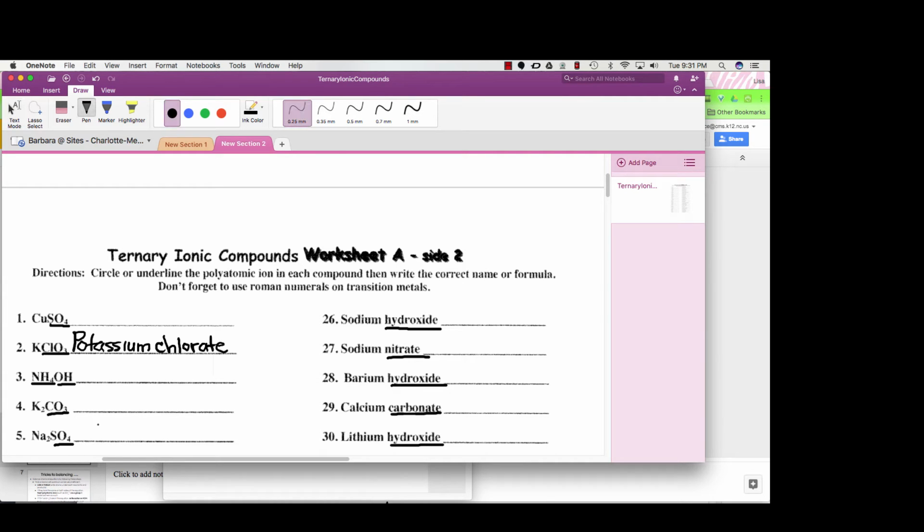All right, let's look at number 4. Again, does the compound contain a metal? Yes. Is potassium a transition metal? No. Is it a ternary compound? Yes, because it contains a polyatomic ion. We have 3 capital letters. So we are going to name the metal first. So again, we have potassium. And now let's name the polyatomic ion, carbonate.